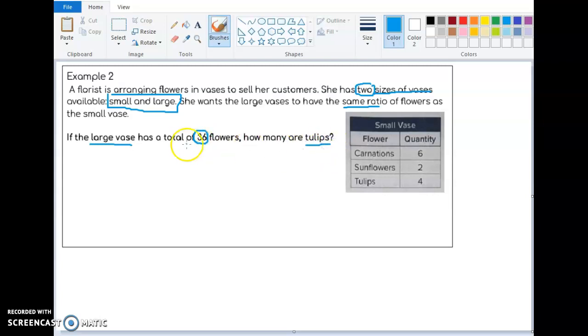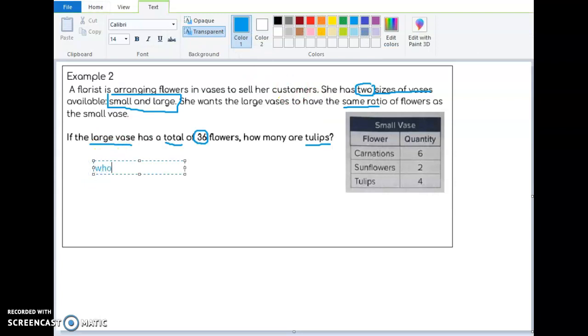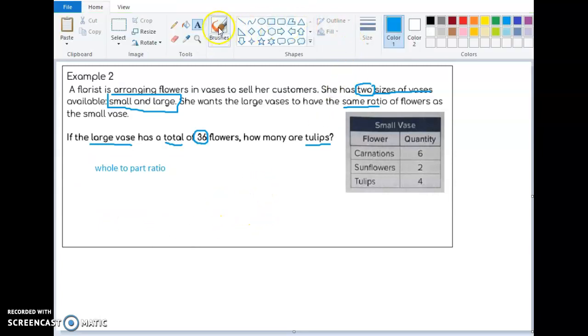Okay? So if I'm reading this, we're talking about total flowers and tulips. So we're talking about a whole to part ratio. Okay, so let's write that. What is the whole to part ratio? It is 36 flowers for this large vase to something. We don't know the tulips yet.